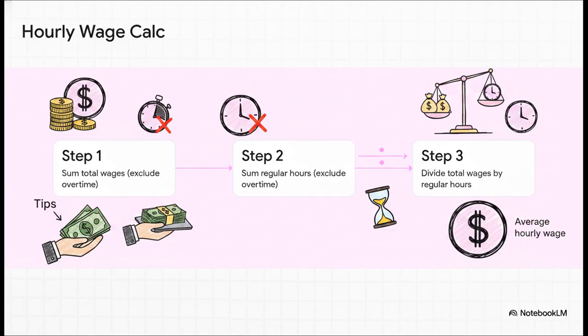Step 1. Sum up the total wages paid for your reporting period. You must include tips in this number, but, and this is a big but, you absolutely have to exclude overtime pay. Step 2, sum up the hours worked, but again, exclude overtime hours. We only want regular hours here. Finally, step 3, divide those total regular wages by the total regular hours. Doing this gives you a true standardized average hourly wage that isn't distorted by, say, a crazy holiday rush of overtime.